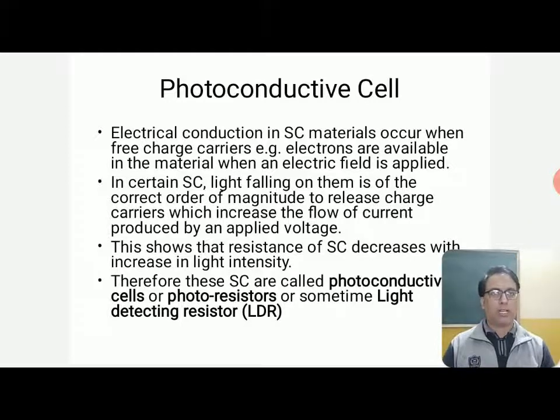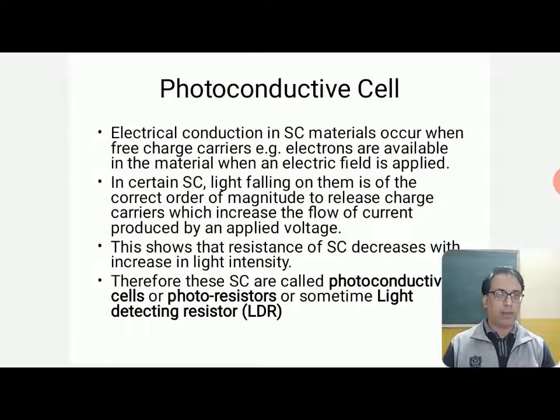As we know, in the semiconductor material, if the free charges in the conduction band are available, they can be used for conduction by simply applying an electric field. Now there are certain semiconductor materials where the electron can be jumped from the valence band to the conduction band by simply applying light of the correct wavelength.